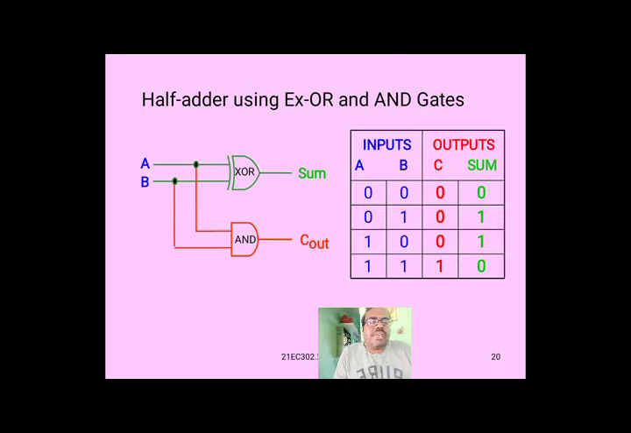Here I have given the truth table also. Once again, please make a note of it. Truth table of half adder. Inputs A and B, outputs sum and carry. 0, 0 means sum 0, carry 0. 0, 1 means carry 0, sum 1. 1, 0 means carry 0, sum 1. 1, 1 means carry 1, sum 0.